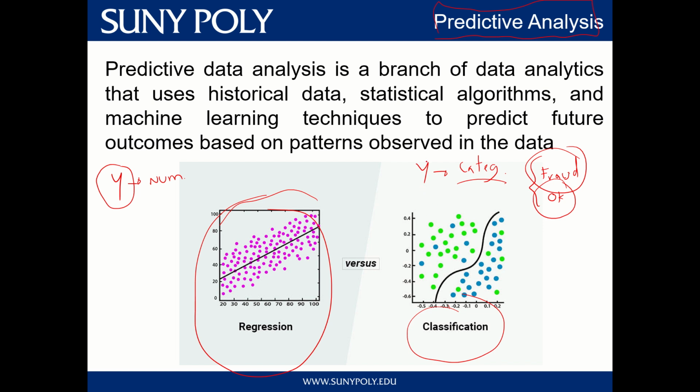Also, in medicine, there are applications like the prediction of some diseases. So the variable is whether the patient has a specific disease or not. That's a categorical variable right there.